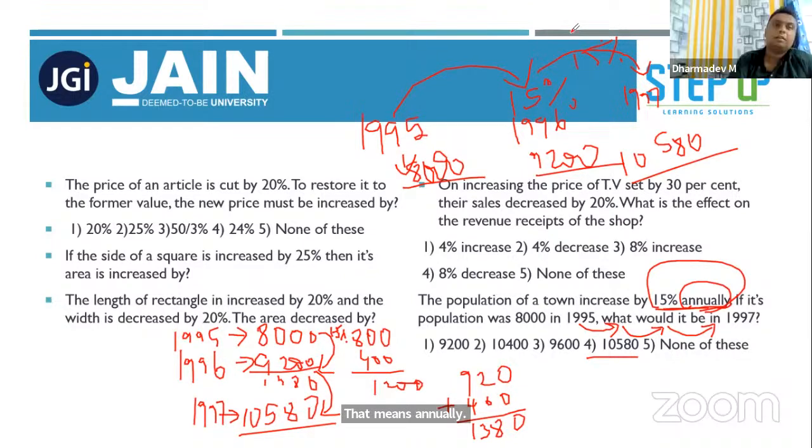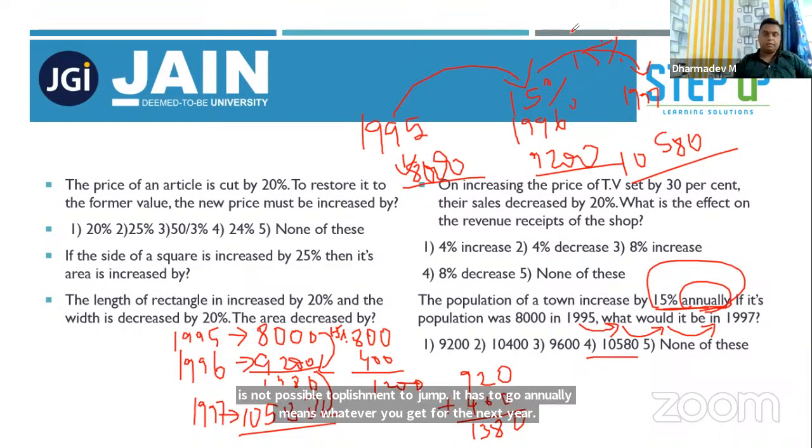Yes, annually means every year. So for 2 years, I cannot take it as 30%. So 1995 to 1996, 15%. 1996 to 1997, 15%. Population cannot jump from 1 year to 2 years. It has to go annually, meaning whatever you get for the next year, again from there you calculate. This is what is called annually for population.